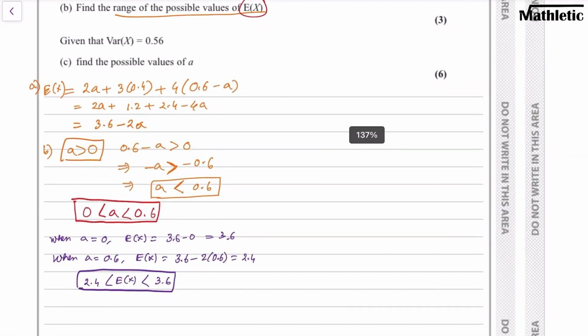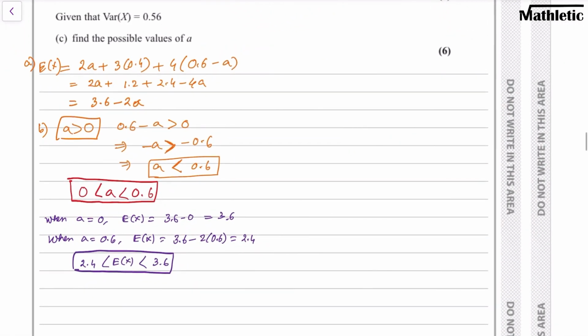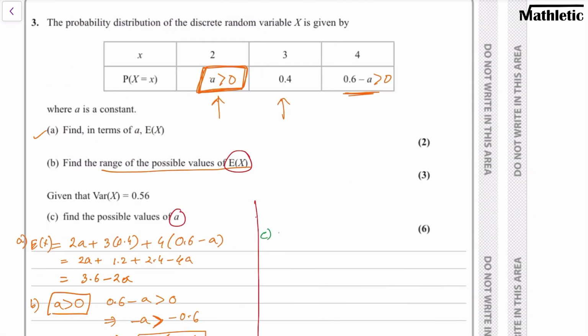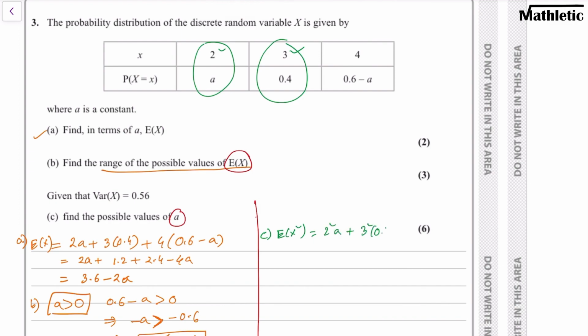Next, for part C, the variance is given. You need to find the value of A. So we will just substitute variance of x, E of x square, E of x whole square, everything, and solving that will give us the value of alpha. So let's start. At first, we will try to find E of x square. E of x square means x square into probability, as in 2 square into alpha, 3 square into alpha. So 2 square into alpha, 3 square into 0.4, 4 square into 0.6.